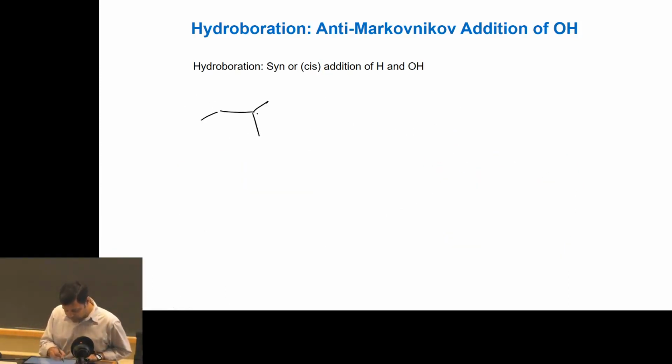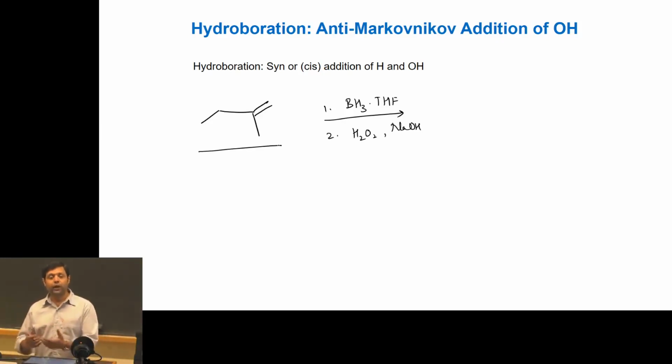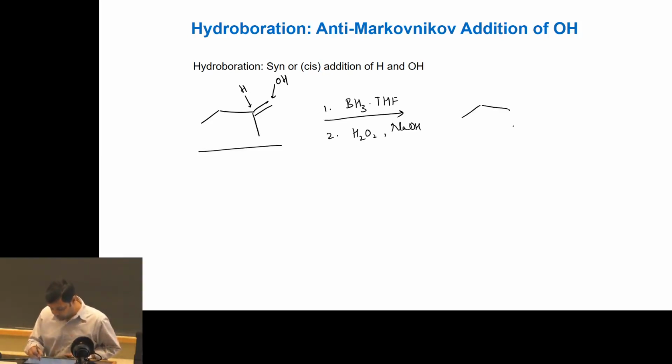Let's say I start off with this alkene. Hydroboration reagents, BH3, THF, step 1, step 2, H2O2, NaOH. Like other reactions we have discussed, if it's a straight chain alkane, you don't need to show in the product bold and dotted. You can just write normal bonds. Right? Hydroboration reaction always gives OH to the less substituted carbon, hydrogen to the more substituted carbon. So if you write the product, this would be the product.